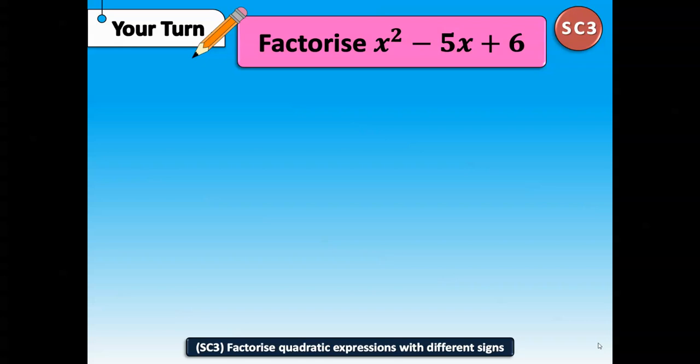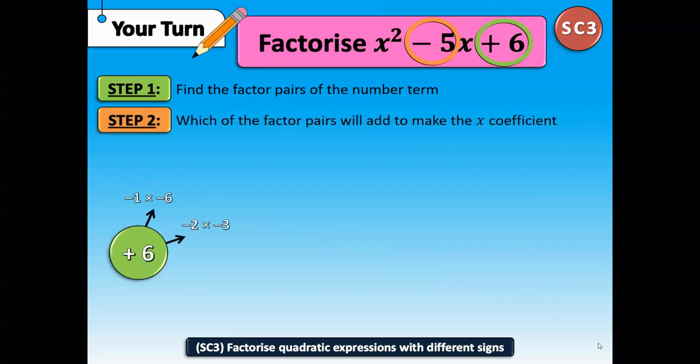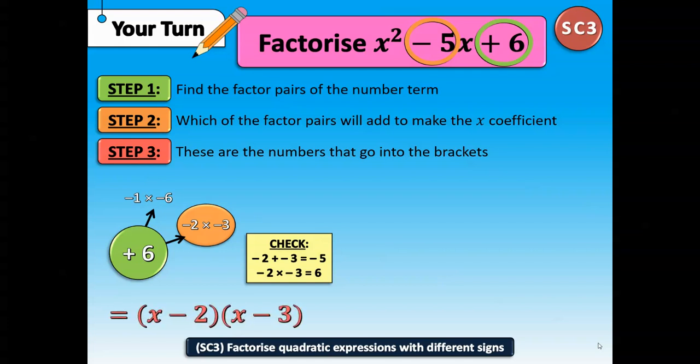So we want to factorize x squared minus 5x plus 6. So we want a pair of numbers that times together to make positive 6, but add together to make minus 5. So if they add together to make minus 5, both numbers need to be negative. And now we need to see which pair adds together to make minus 5. So that's minus 2 and minus 3. So inside the brackets, we must have x minus 2 and x minus 3.